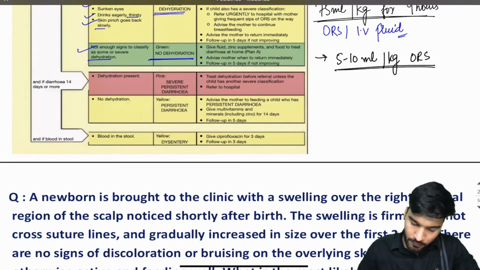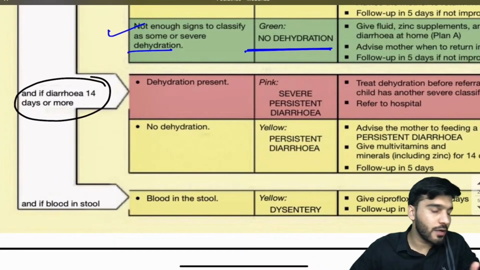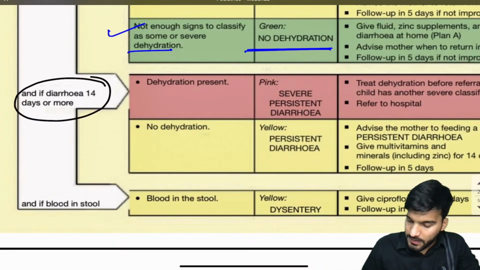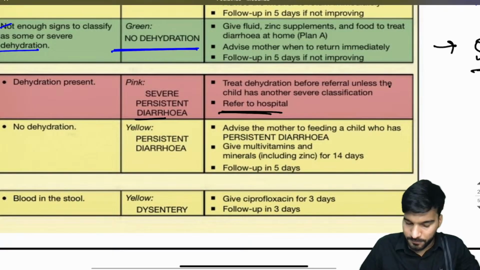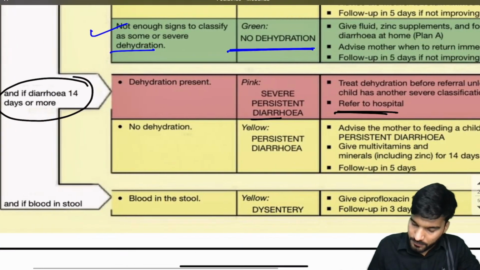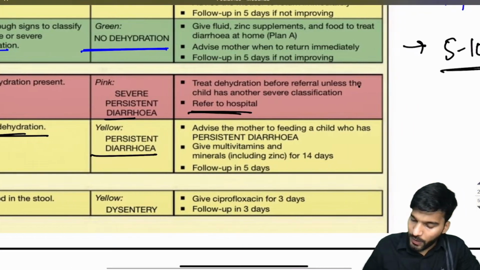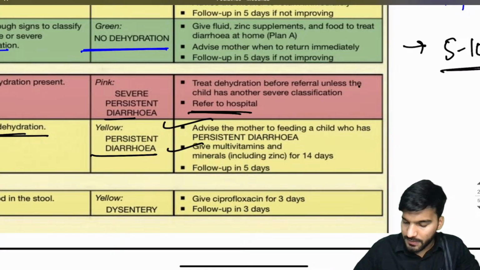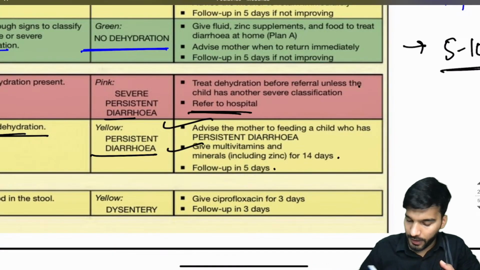Clear? Now if the diarrhea persists for 14 days or more, that is severe persistent diarrhea, treat the dehydration before the referral and refer to the hospital. If no dehydration with persistent diarrhea, advise the mother how to feed the child. You need to give multivitamins including zinc for 14 days and follow up the patient after 5 days.